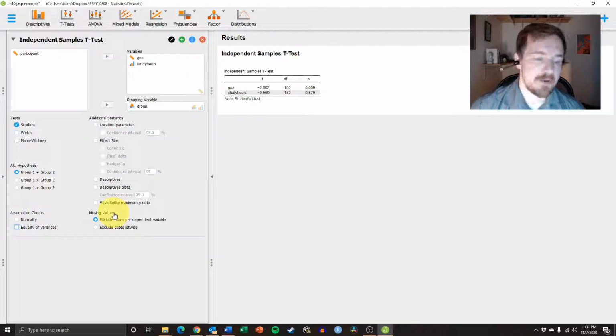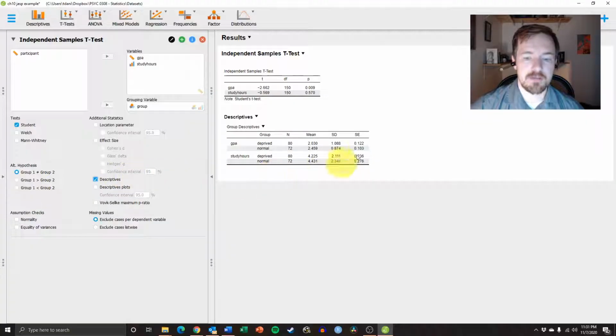And I forgot my favorite thing to check. I love hitting descriptives. I love getting a lot of data about these things. And so you can see how many people were in each group. You can see that we actually have unequal ns, that these sample sizes are different sizes. You can see the means. So for the deprived group, we have a mean GPA of about 2, and then for the normal group, we have about a 2.45. So about half a letter grade of a difference here. And then you can see the standard deviation and standard error for those values.